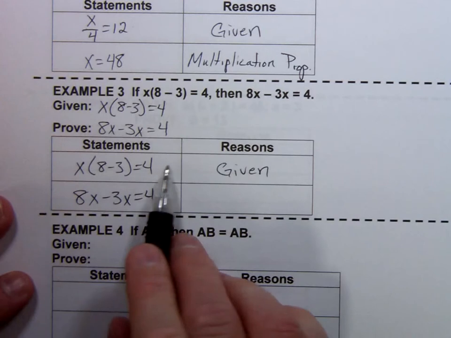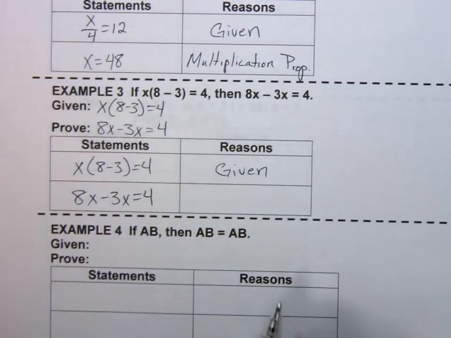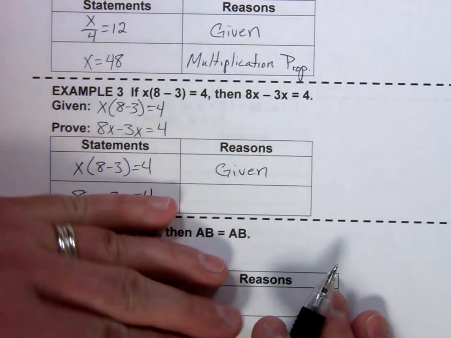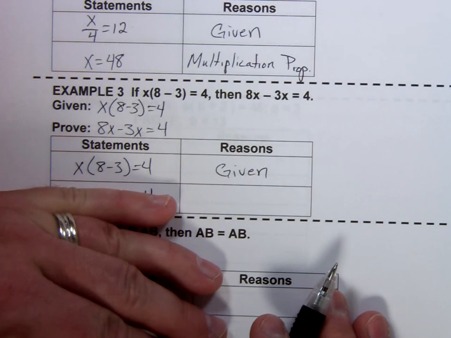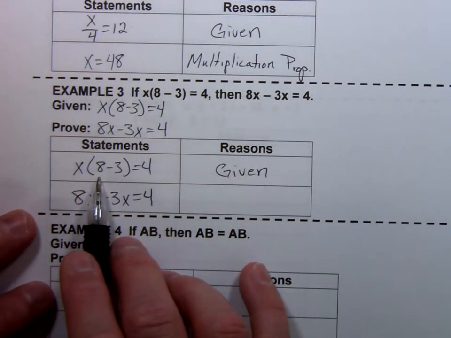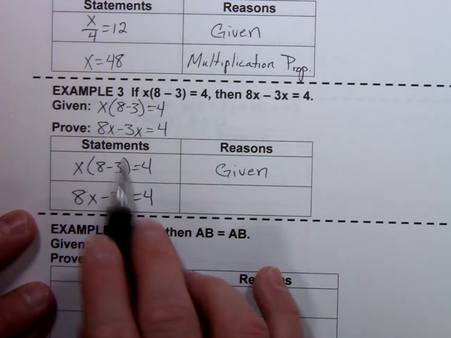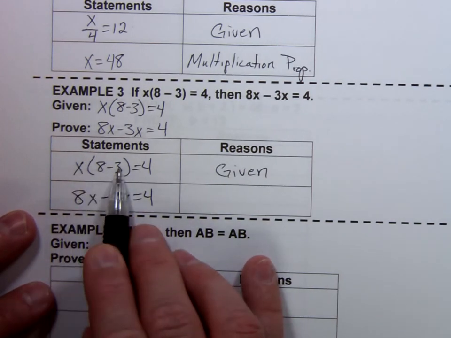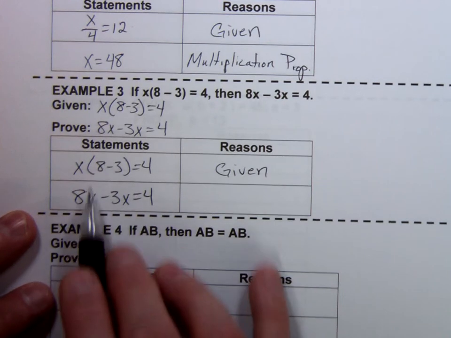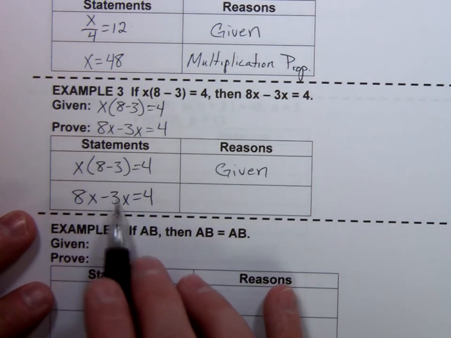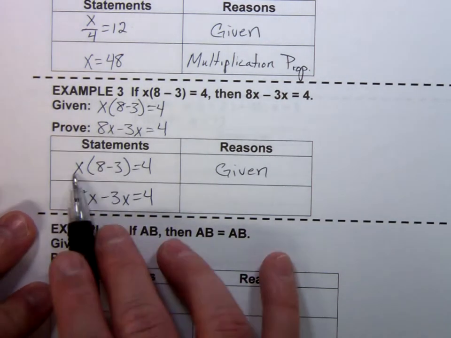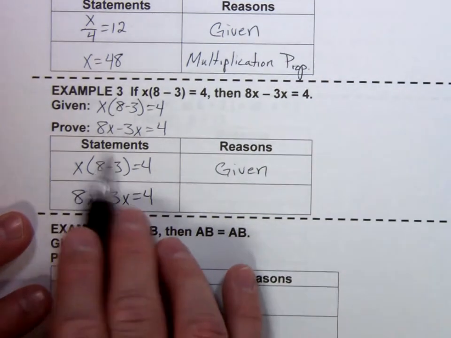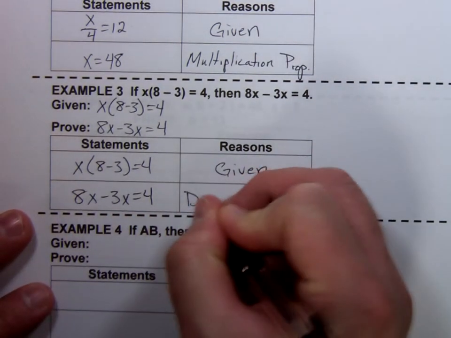How can I go from here to here? If I was just trying to solve this equation, I might not do it this way, but one thing you can do, because x minus 3 is being multiplied by x, you can distribute that multiplication. X times 8 is 8x. X times negative 3 is negative 3x. And that's how you get from here to here, by distributing x. So that is using the distributive property.